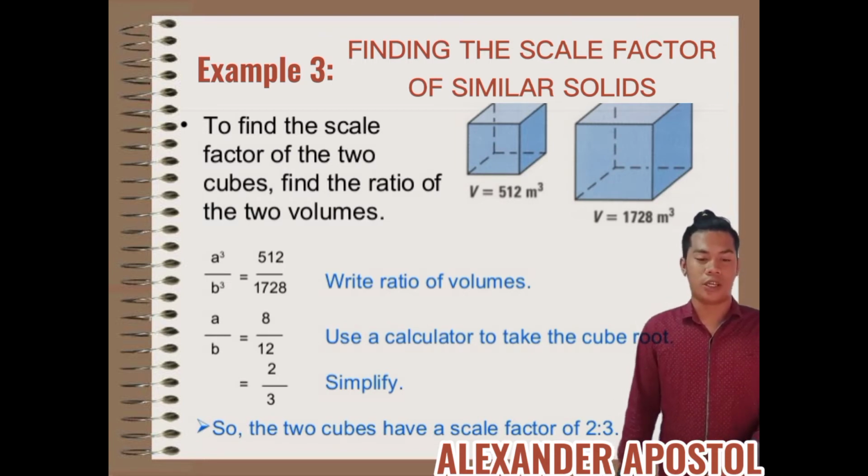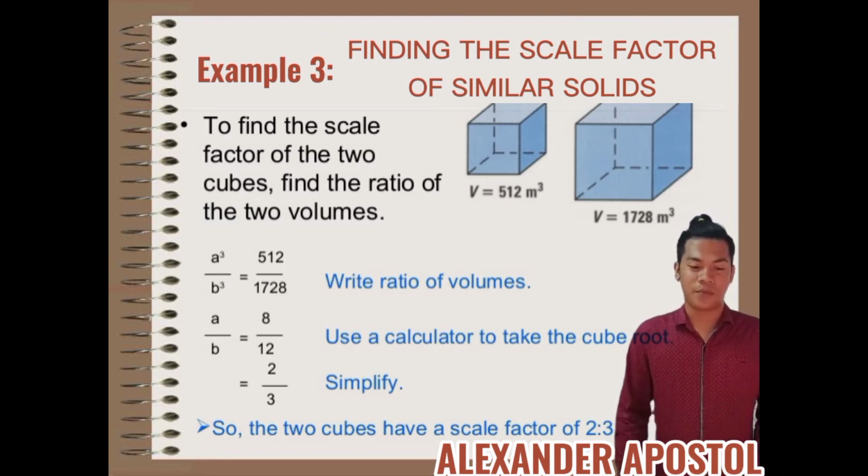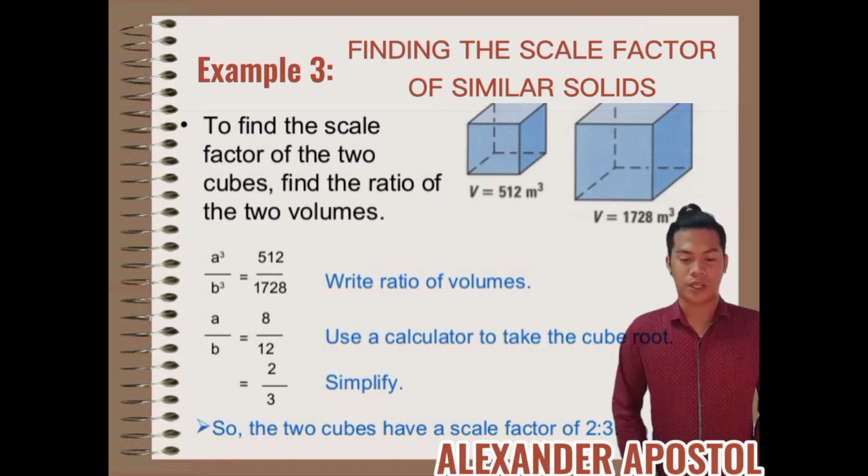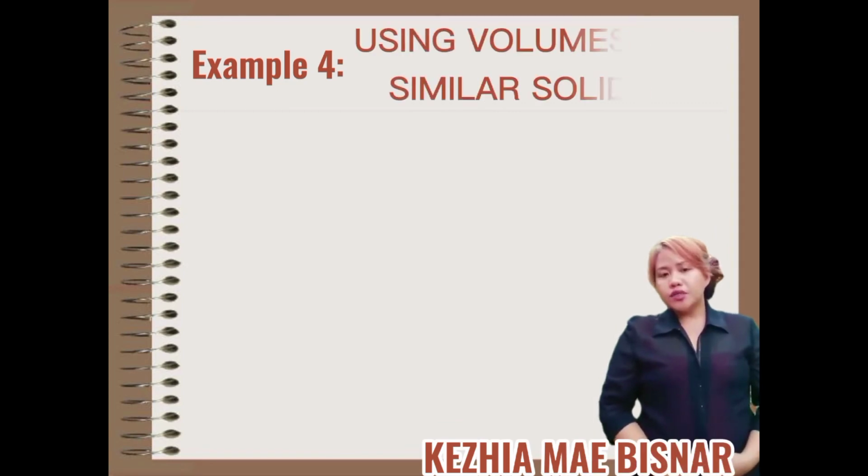A over B is equal to 8 over 12. Use a calculator to take the cube root. Then simplify 8 over 12 to 2 over 3. Therefore, the two cubes have a scale factor of 2 over 3. Example number 4. Using volumes of similar solids.